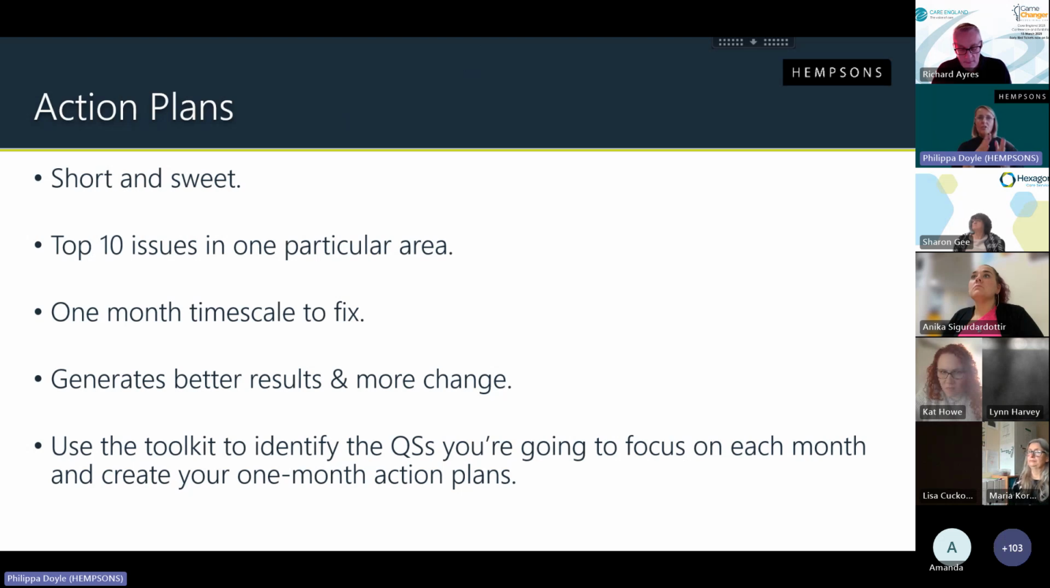It generates better results, it generates better change, and you can use it alongside the toolkit, you can use it alongside your quality statement focus as to these are the top 10 things that we're going to look at in relation to staffing in January, and we're going to get them done. And then next month, we're going to move on to something else. So we've got that deadline, because whenever you've got a short deadline and a short list of things to do, you can get through it.